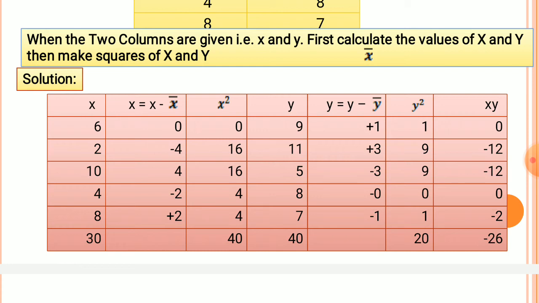Now x square. Then y, another set of the values of variable y. So for that y we have to find the differences of all given values from y bar. y minus y bar is equal to y, and then make the square of y square, then the product of x into y, deviated x into y.